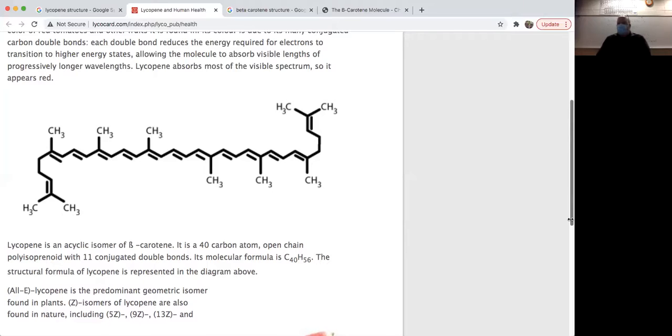Pretty cool. How about beta carotene? Y'all ever heard of beta carotene before? Ah, I see some nods. Beta carotene is apparently more popular than lycopene. Where do you find beta carotene? Anybody know?